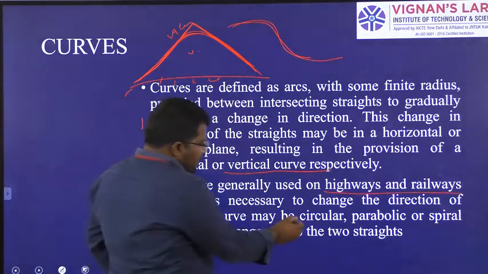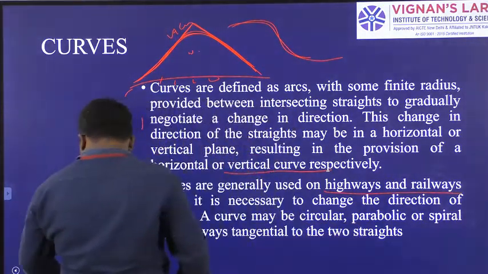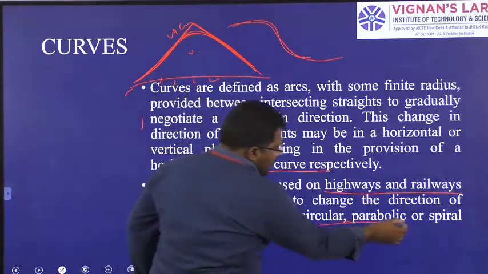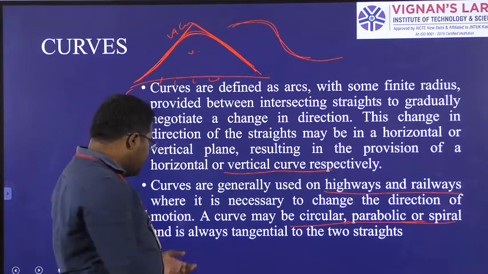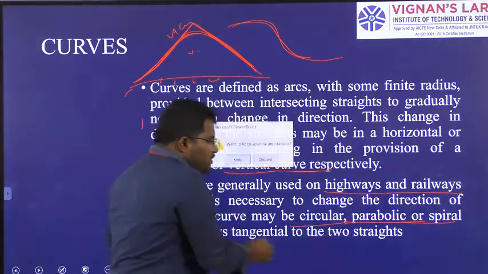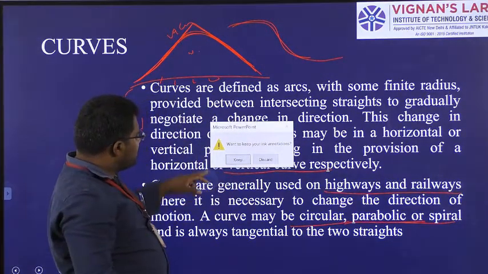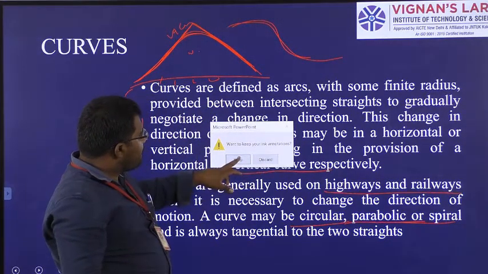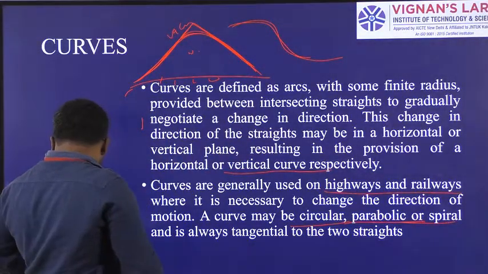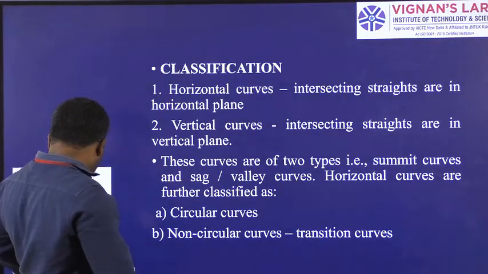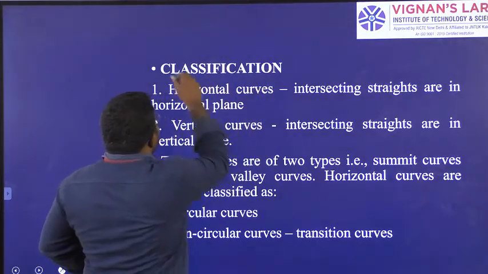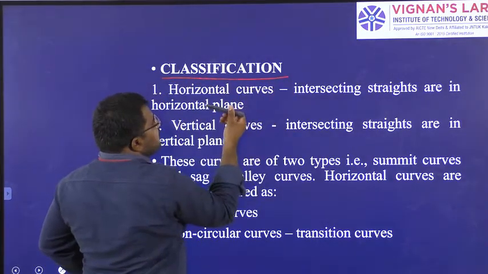That may be circular, parabolic, or spiral, and it is always tangent to the straight lines. Then we will see the classification of curves.